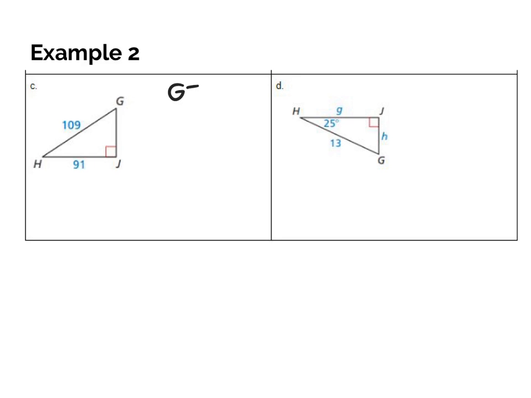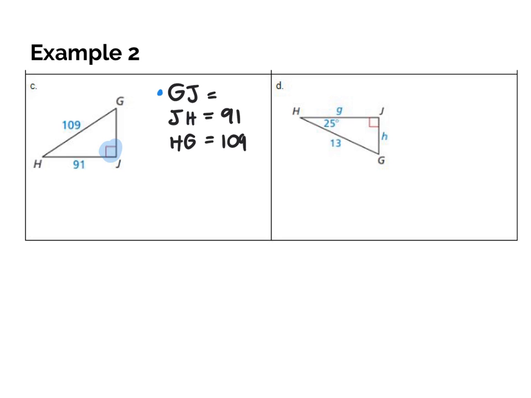So I know that G to J, okay, I want to find that. I want to find J to H, and then lastly, H to G. So what I know already is I know that J to H is 91. I know that G to H is 109, so that means I need to figure out what G to J is. Okay, so here's one difference about this problem. Based on what you're given in your diagram, here you have angle J, okay?